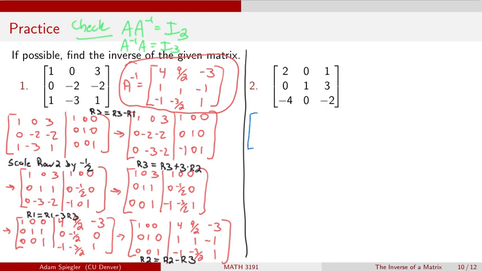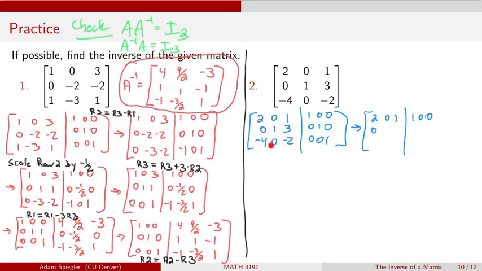So in this case, the augmented matrix that we're starting with would be 2, 0, 1, 0, 1, 3, -4, 0, -2 as the matrix on the left, and then we add the 3 by 3 identity matrix on the right. And let me eliminate the -4 beneath this first pivot by multiplying row 1 by 2 and adding it to row 3. So we're going to do a replacement on row 3. Rows 1 and 2 are the same. We get a 0 here, we get a 0 here, we get a 2 times 1 plus -2, which also gives us a 0 here, and then we get a 2, a 0, and a 1.